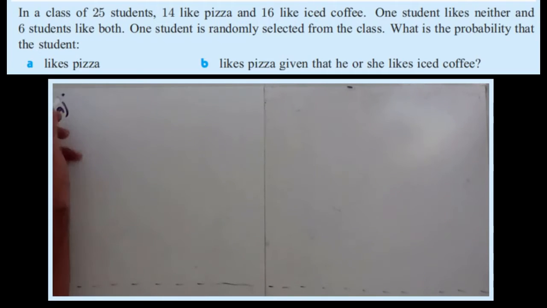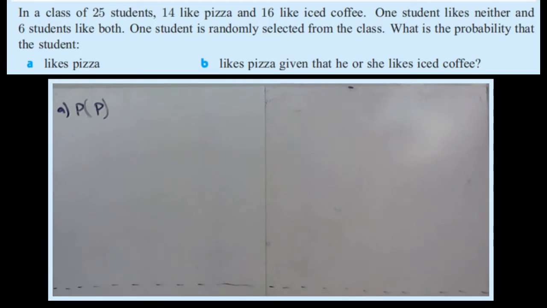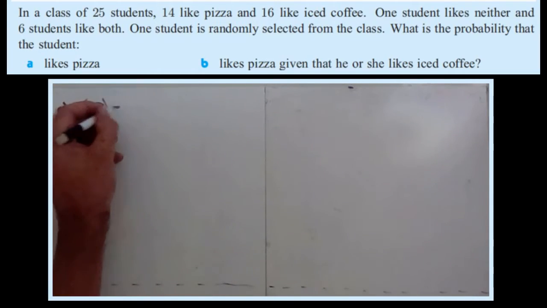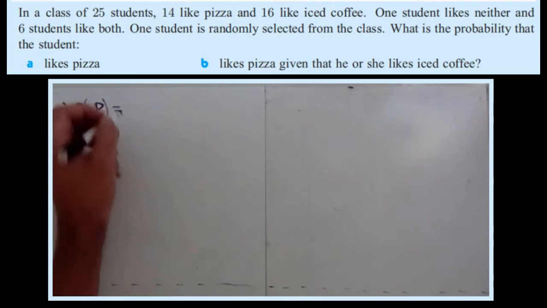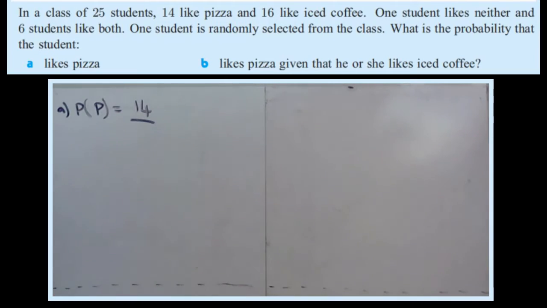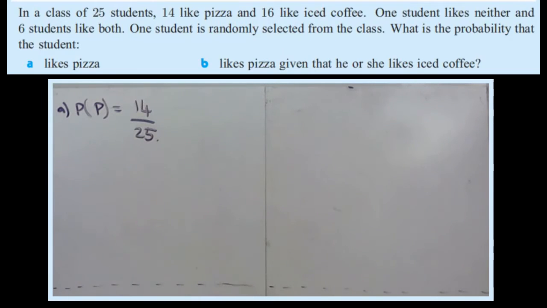So I'm looking for the probability of P, the probability of the student liking pizza. We randomly select them. When I say randomly select, it means that all 25 of these students have an equal chance of being selected. So now it's just a simple theoretical probability formula. It's the number of favourable outcomes, e.g. the number of outcomes that involve the student liking pizza, well 14 like pizza, over the total number of possible outcomes. I can select any one of 25 students. So this is 14 over 25, which doesn't simplify.